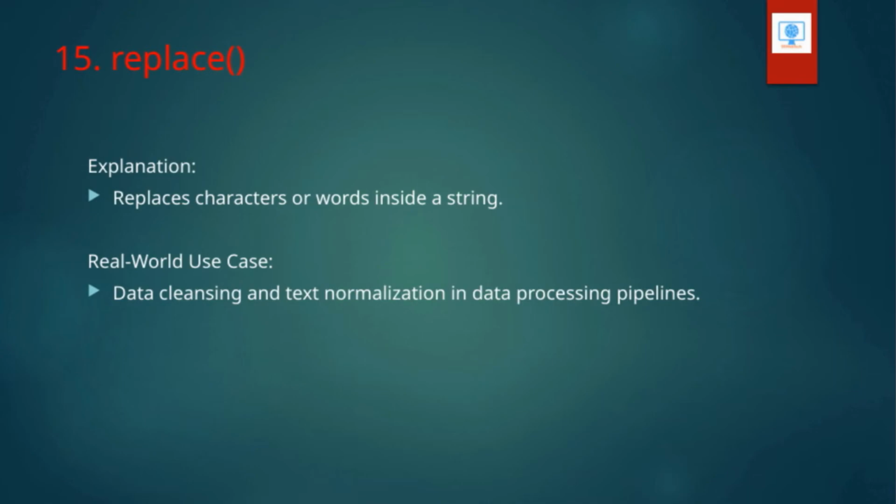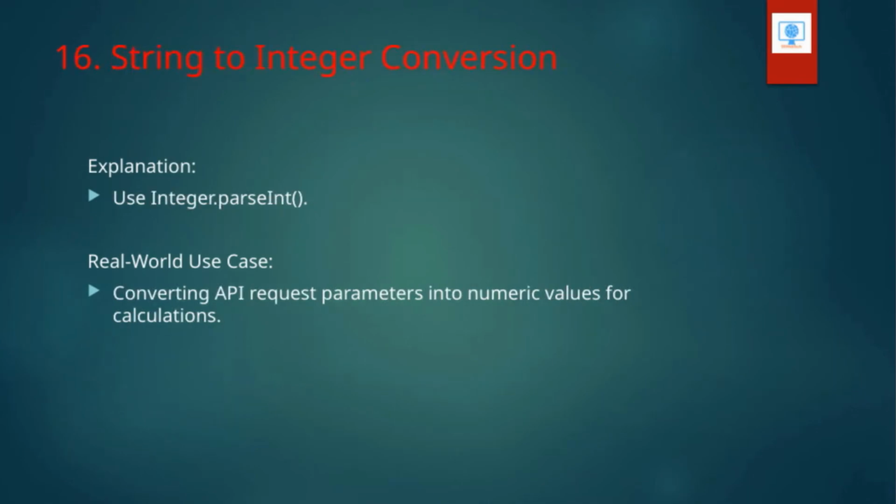Let's talk about using Integer.parseInt. This method is essential when we need to convert a string, like user input or data from an API, into a numeric value that we can perform calculations on. For example, if we receive a parameter as a string from an API request, we can use Integer.parseInt to turn that into an integer. This is particularly useful in real-world scenarios where data often comes in as text but needs to be processed numerically.